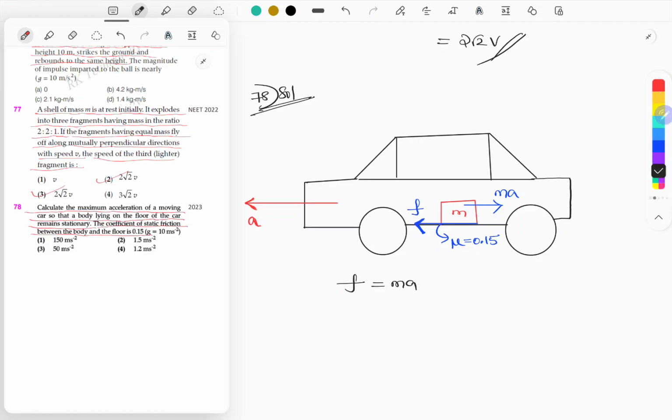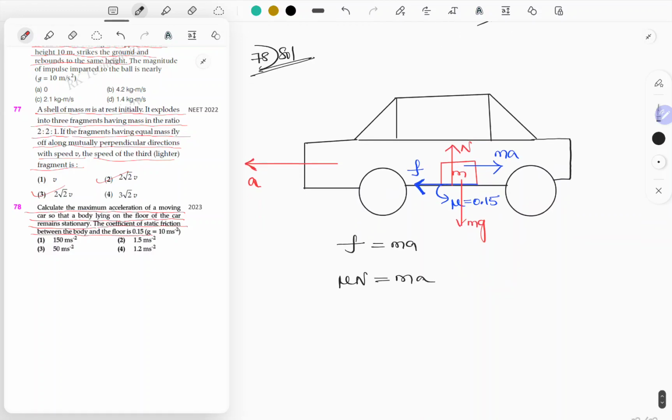Now what's the direction of normal reaction? Normal reaction is always perpendicular to the surface, right? N, which is equal to mg. Okay, let me represent all these things. So here it is. F is equal to the formula for frictional force, mu into N, which is equal to ma.